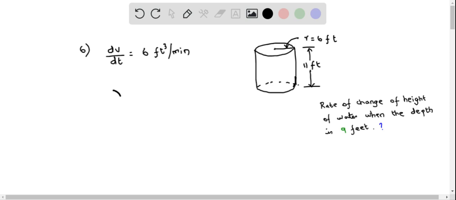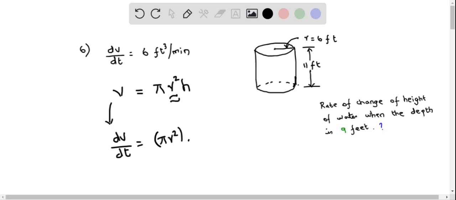For this, I'm going to first write down the volume formula for the right circular cylinder, which is V equals pi r squared h, where V represents the volume of the swimming pool, which is in the shape of a right circular cylinder. Now let me find the derivative on both sides. This is dV over dt. And notice that the radius of the swimming pool remains constant throughout. So we say that the radius is constant. That means we can put this pi r squared as it is, and then multiply with the derivative of h, which is dh over dt.